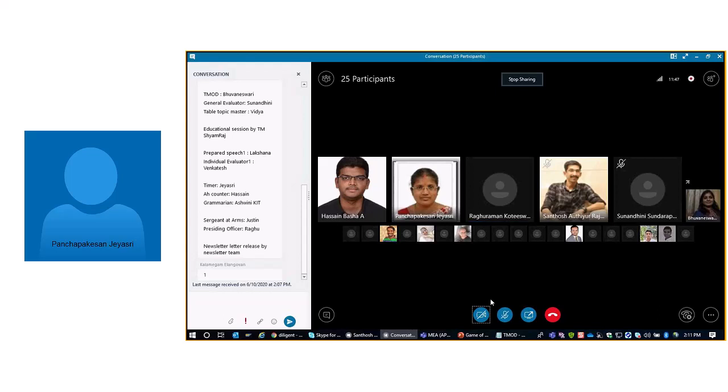As timer, I will time the table topic speakers, education session, prepared speeches, and the evaluations. I will also alert each speaker of the time they have left using sounds which denote specific times remaining. Table topic speakers should limit their remarks to no more than 2 minutes. At 1 minute, I will ring the bell like this. At 1 minute and 30 seconds, I will ring the bell like this. At 2 minutes, I'll ring the bell like this.